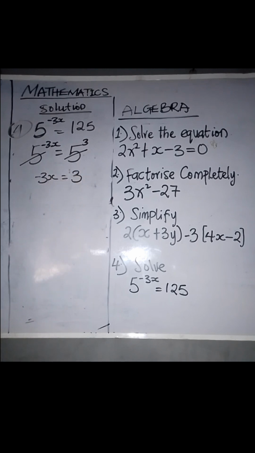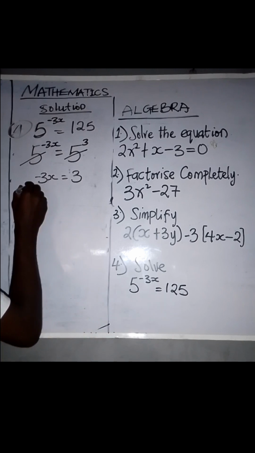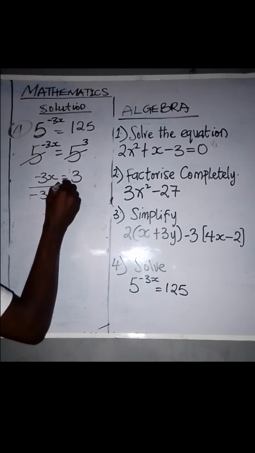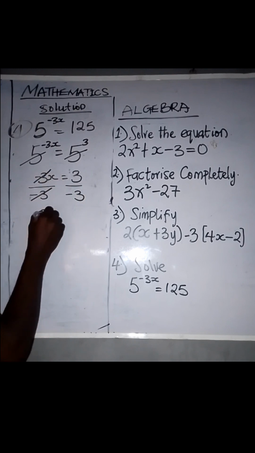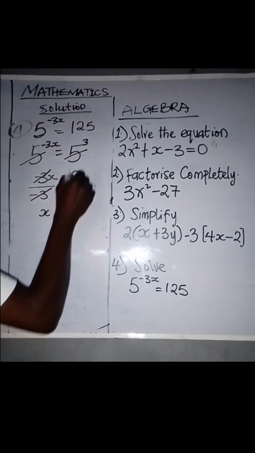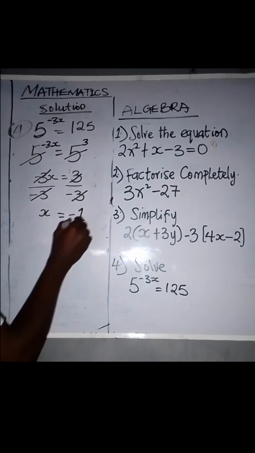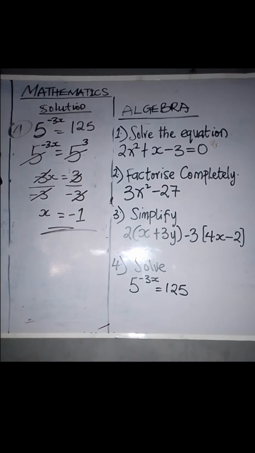Since I'm looking for the value of x, I'll divide both sides by minus 3. Divide here by minus 3 and also this part by minus 3. So minus 3 will cancel minus 3. My x is now equal to minus 1, a negative 1.